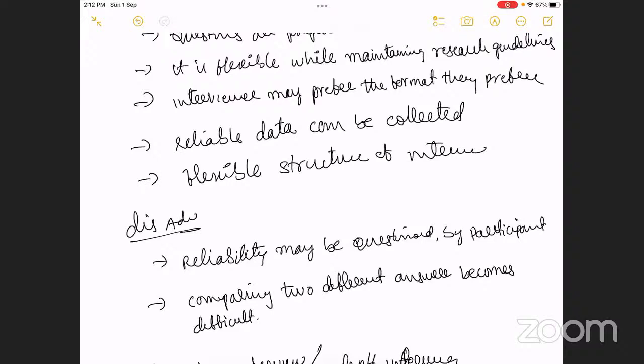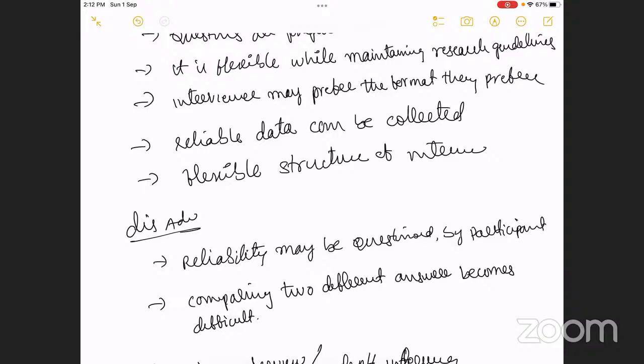Reliability may be the question. Reliability means we get the same answer from different sources. That will be reliable. Maybe the respondent may tell the same answer or not.